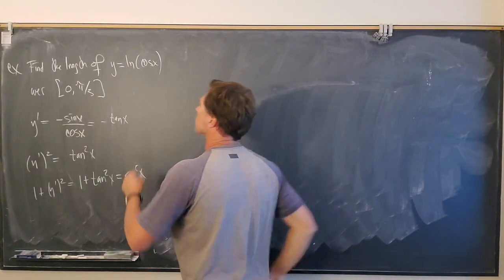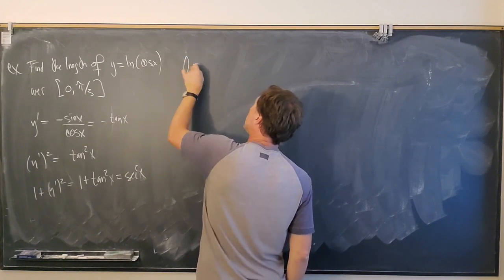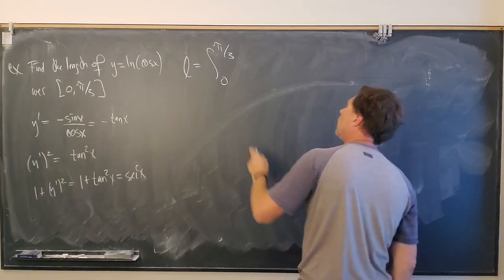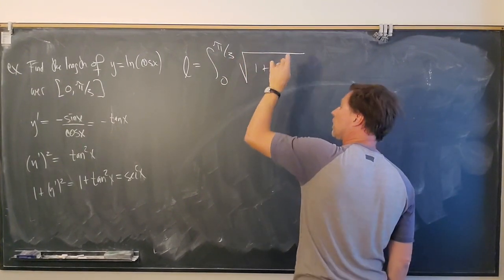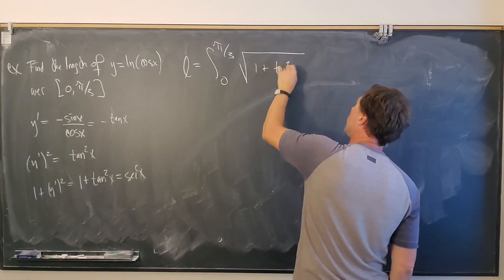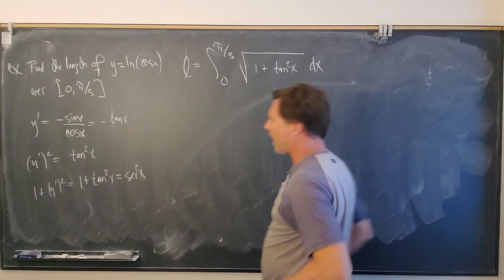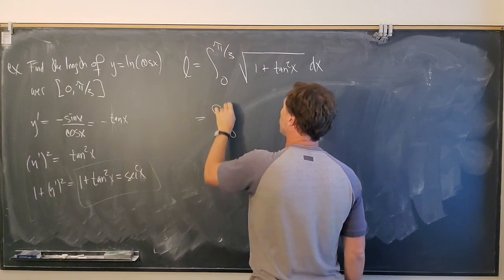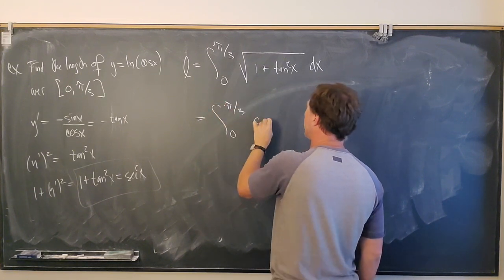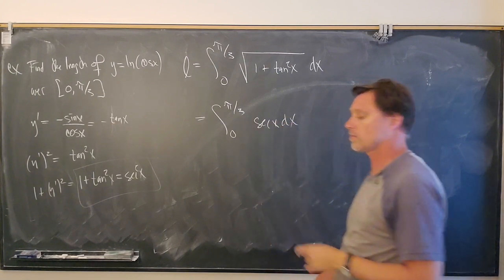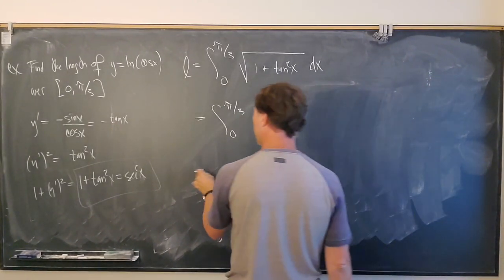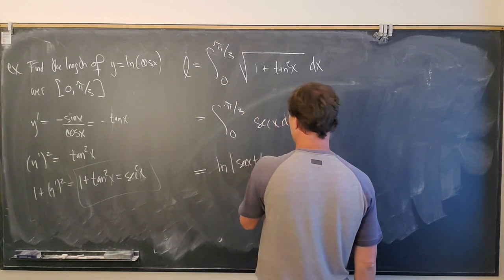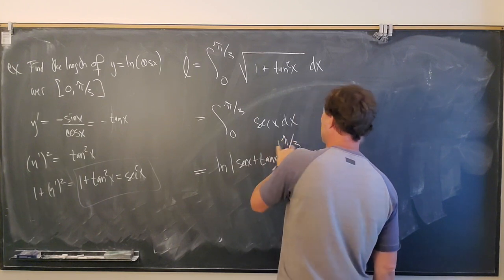So the length is equal to the integral from 0 to pi over 3 of the square root of 1 plus the derivative squared, so that's 1 plus tangent squared x dx, and then I took it one more step here. 1 plus tangent squared is equal to secant squared. It's under the square root, so what we get is secant x dx. Now we need to remember how to integrate the secant, right? Remember that is natural log absolute value of secant x plus tangent x, and we go from 0 to pi over 3.